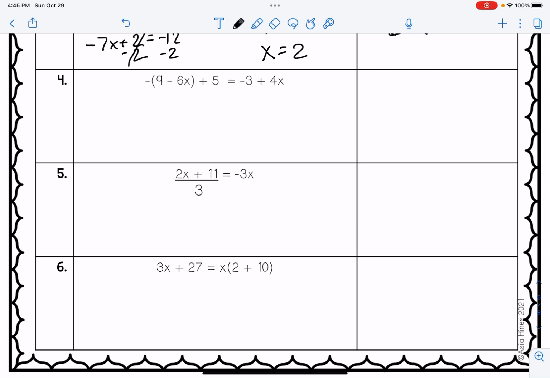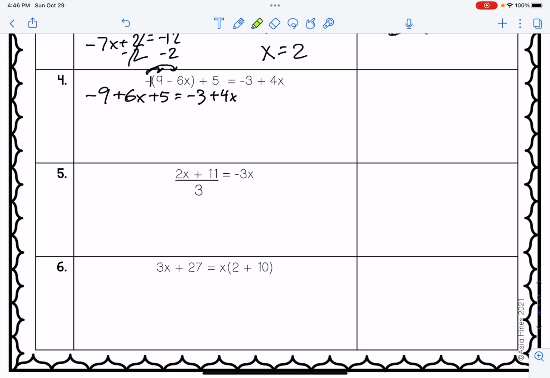Alrighty, now dealing with a negative. There's no number with it, but that's kind of hiding that invisible 1 there. So we're doing negative 1 times 9, negative 1 times negative 6. So negative 9 plus 6x plus 5 equals negative 3 plus 4x.